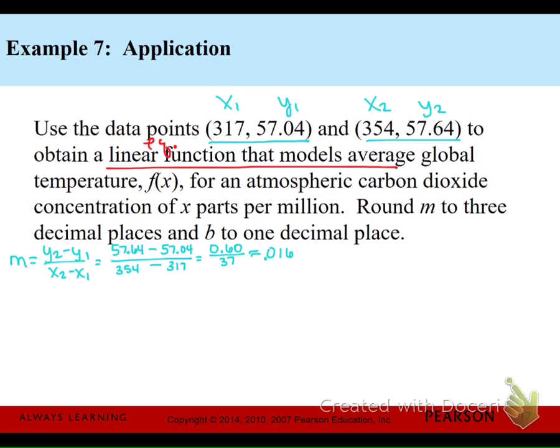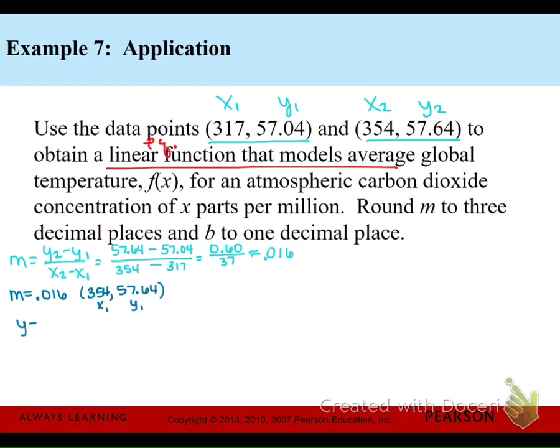Then, once you find your slope, you want to go find the equation of your line. So remember, you can do that because now you know your slope and you can pick one of your ordered pairs. So my slope is going to be 0.016. And let's use our second ordered pair. So we're going to use the 354 and the 57.64. So this is going to become my x1, y1, and that's my m.